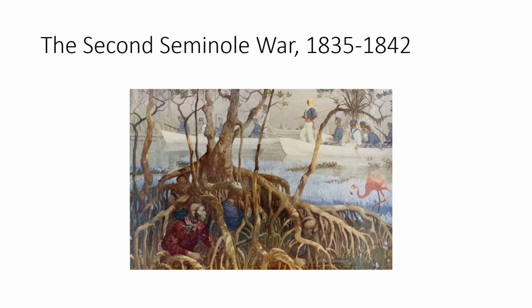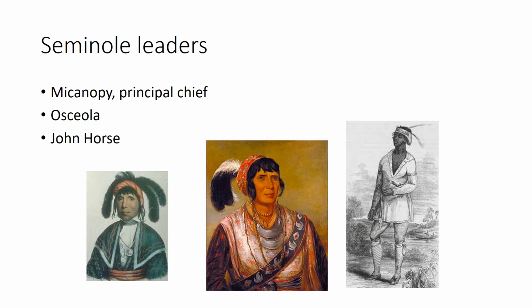The Second Seminole War. This painting is a painting of Seminoles about to attack a group of U.S. Marines led by a young officer named Dade, whom the Seminoles wiped out. Dade County, Florida, where Miami is, was named for this guy. Here are some of the principal leaders of the Seminole in this war, from left to right.